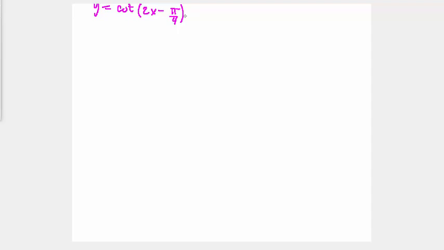Let's look at another example. This time we have y equals cotangent of 2x minus pi over 4. Once again, to get our transformations understood, we're going to rewrite this function as cotangent of, and then we're going to factor out the coefficient for x, which is that 2. That would leave us with 2 times x minus pi over 8. And again, you can double check that by distributing the 2 back in. We'd get 2x minus 2 times pi over 8, which is pi over 4. So that's all working out well.